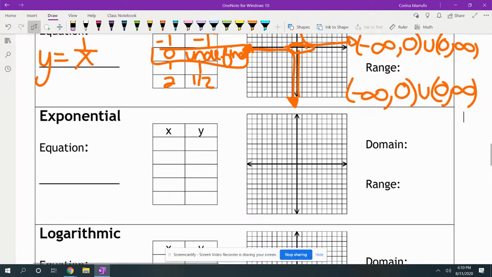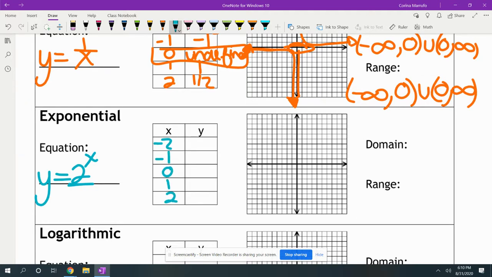Your exponential equation. So here we have y equals, and so this one's kind of different because it could be y equals 2 to the x power, 3 to the x power, 4 to the x power, but for the sake of the example, we're going to use 2 to the x power. And then from here, we're going to go ahead and take our table, and we're going to use the same numbers. So we are going to use -2, -1, 0, 1, and 2.